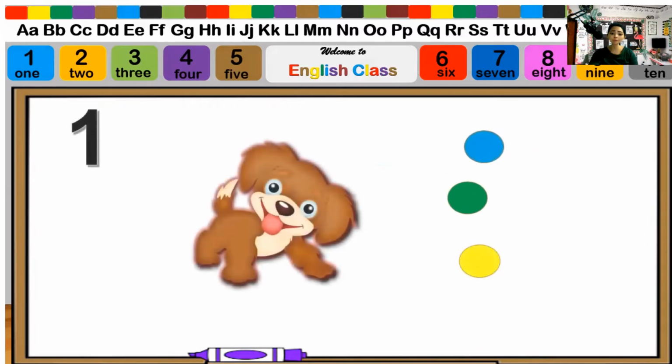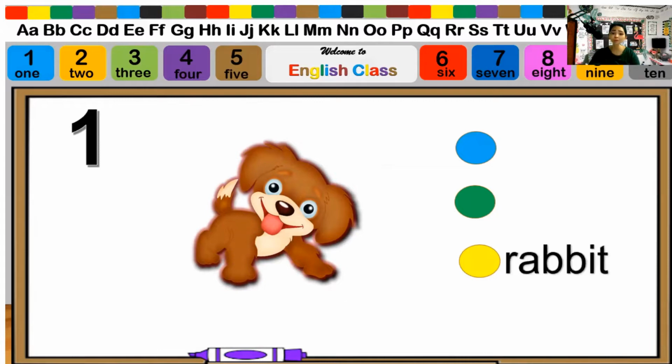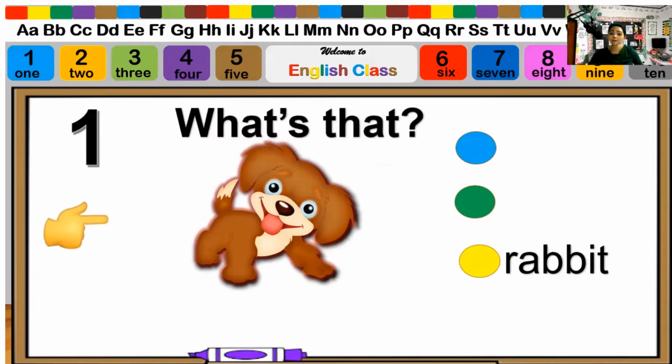Let's keep going. Another review. This is a test just to check how far you remember, or what other English words you remember or know. So, what's this or what's that? Is it a rabbit? Sorry for that, the answer showed up first before the question. Anyway, what's this or what's that? That's right, it's what's that, because it's far.